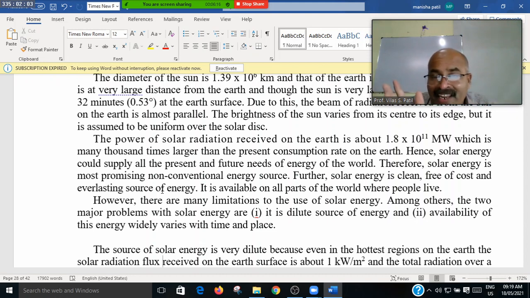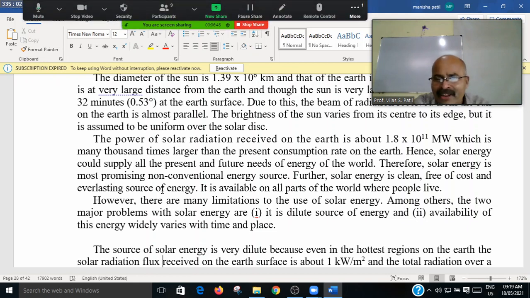And solar energy can also furnish all of our requirements. Therefore solar energy is the most promising non-conventional energy source, and further, solar energy is clean. We know that solar energy is a clean, free of cost, and everlasting source of energy, and it is available in all parts of the world, and it can be used by all people.